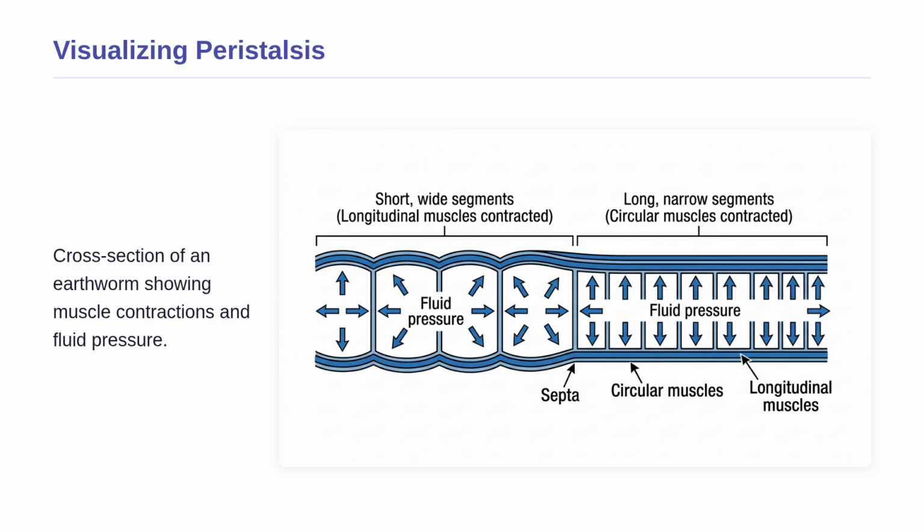Let us visualize everything we have learned with this diagram. You are looking at a cross-section of an earthworm's body. Notice the vertical walls called septa that divide the body into isolated compartments. On the left, the longitudinal muscles have contracted, creating short, wide segments. On the right, the circular muscles have contracted, squeezing the segments into long, narrow shapes. The arrows inside represent the fluid pressure pushing against the segment walls. This dynamic, ever-changing shape is what enables the wave-like peristaltic motion required for burrowing.